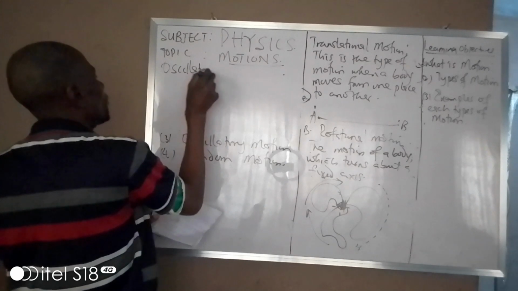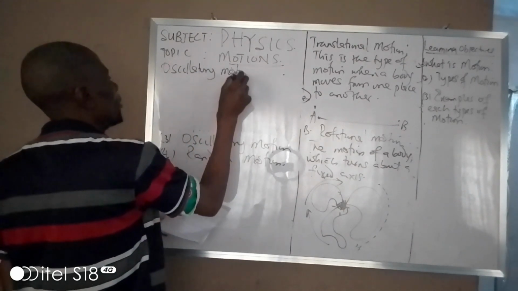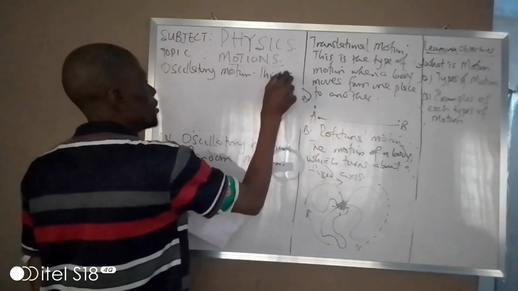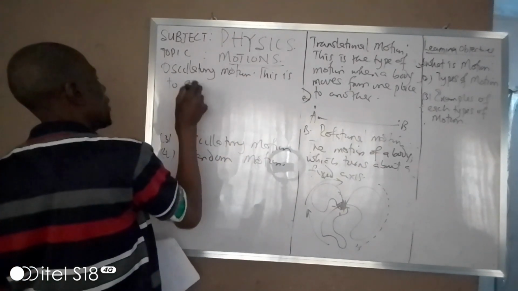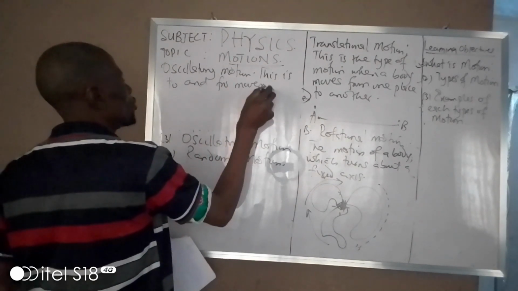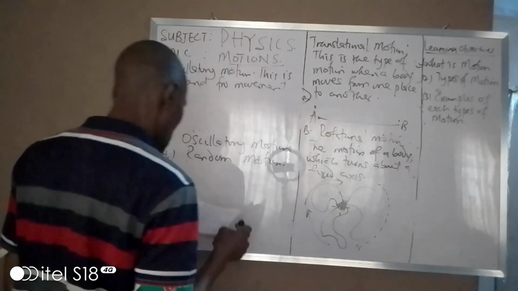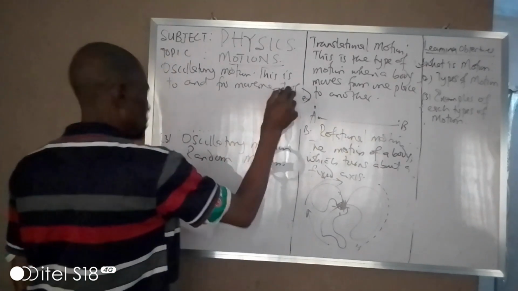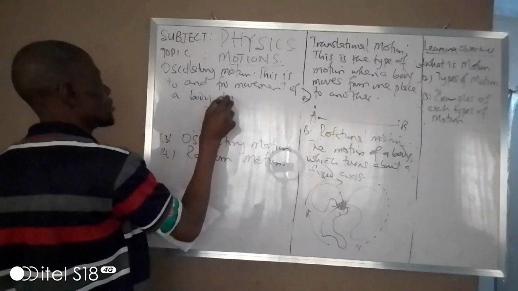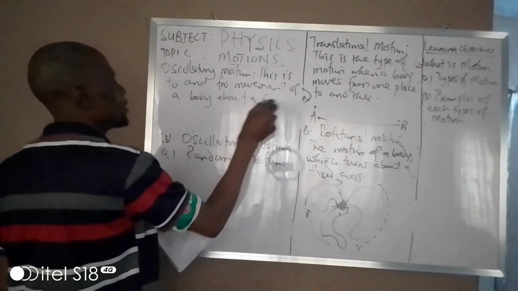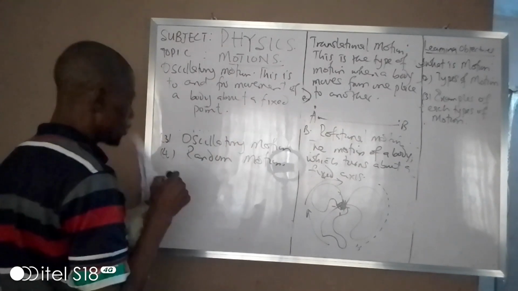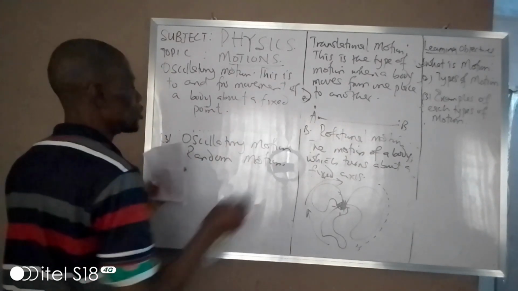Oscillatory motion. Let's say this is to and fro movement. I'll explain on it. To and fro movements of a body about a fixed point. That's what we call oscillatory motion.